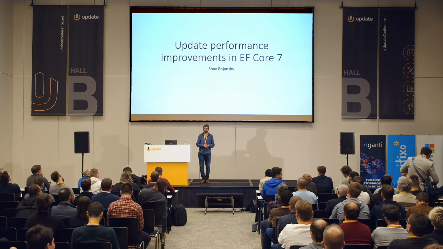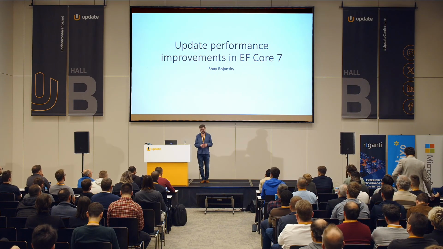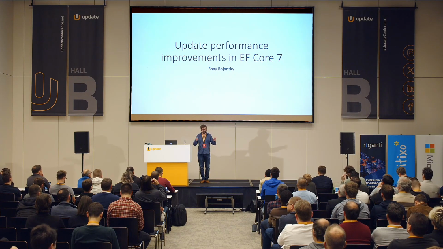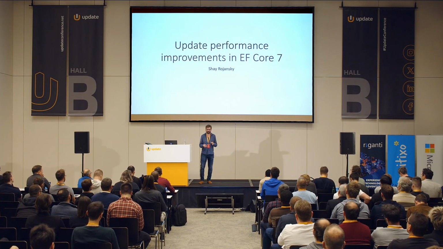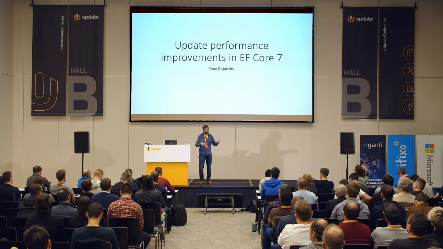So I'm going to be talking about update performance improvements in EF Core 7. We're going to be diving under the hood of what EF Core 7 actually does, how the sausage is made, so to speak. But the idea here is also to take some lessons from it about general optimization and what we should be paying attention to when doing performance.